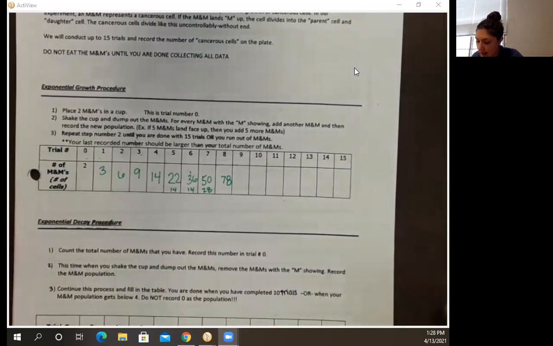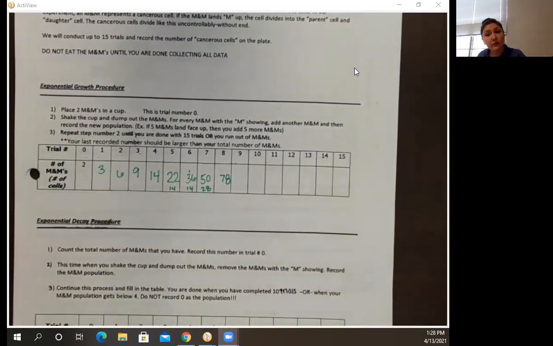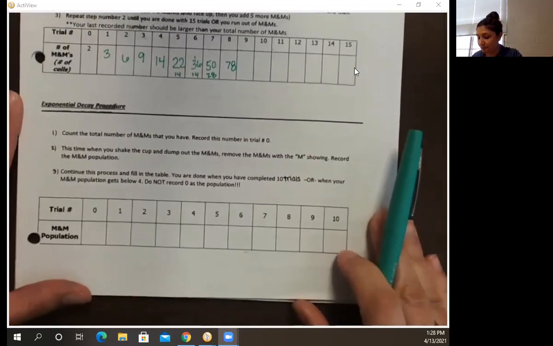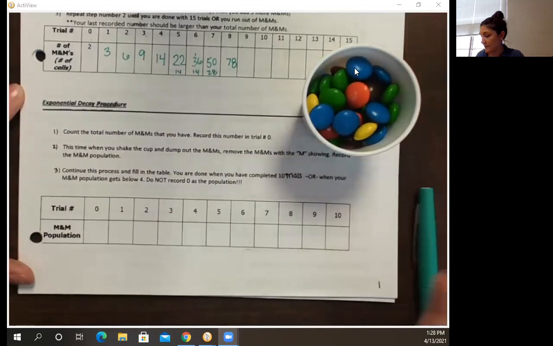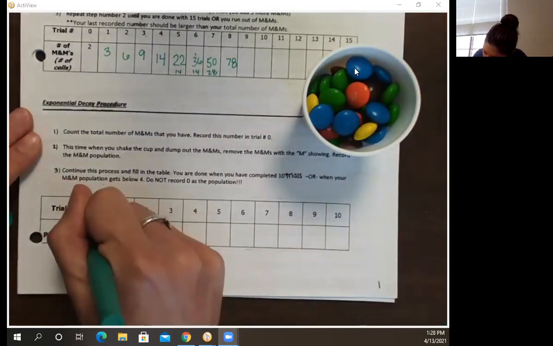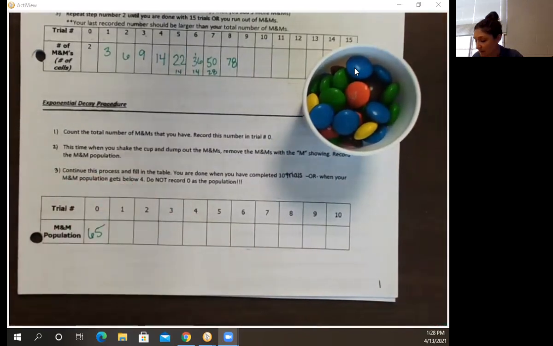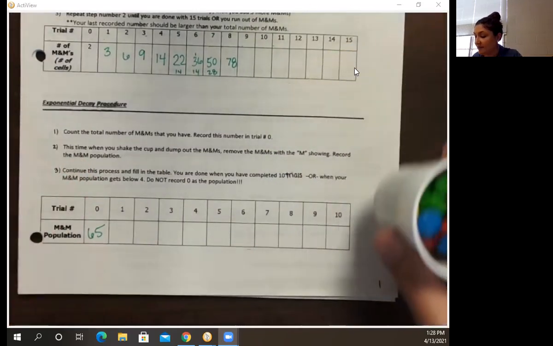Now we're going to look at an experiment that's going to show us something we'll come to recognize as exponential decay. I've got a full cup of M&Ms here. There are 65 M&Ms in this cup. We are starting with 65 M&Ms. What we're going to do this time is when we dump out the cup, the candies that land with the M facing up, we're going to remove from our cup. What we're going to record is how many we have left. Record the remaining M&M population. So we're starting with 65.